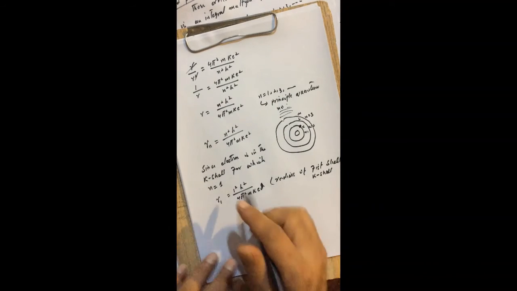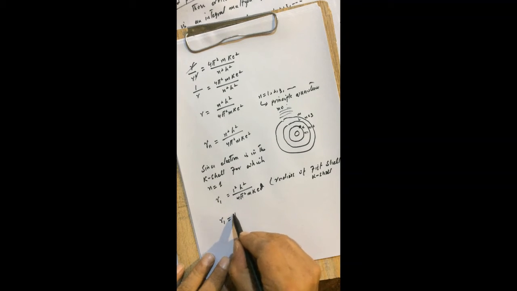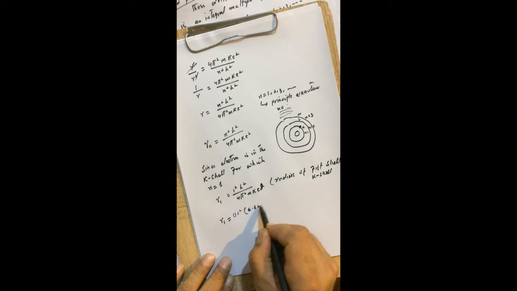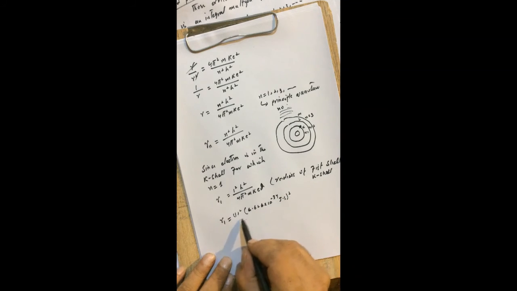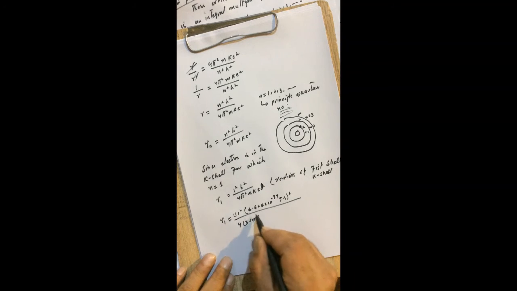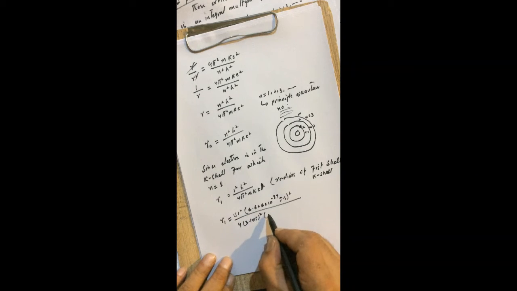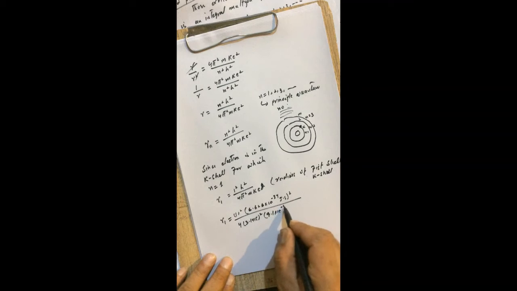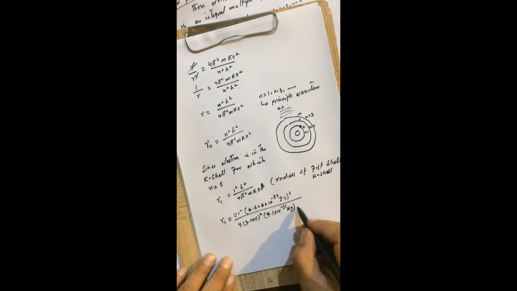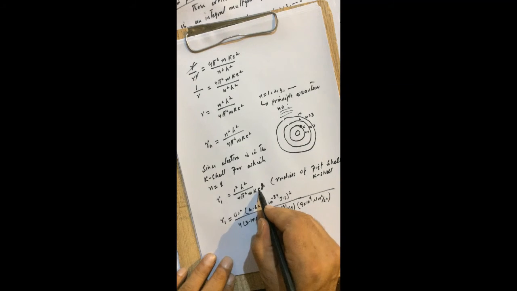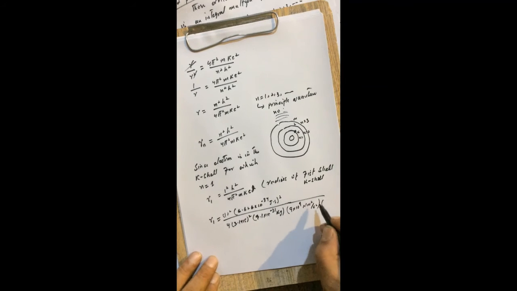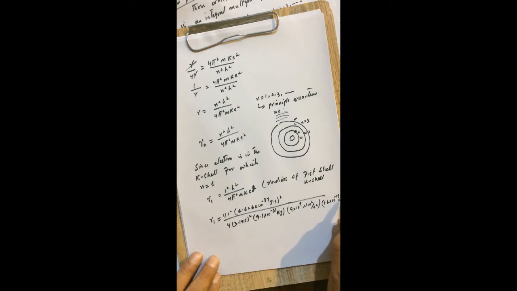Now if I put the values of all those constants here, then R1 will be equal to 1 square, and we have Planck constant, which is 6.626 into 10 raised to the power minus 34 joule second square. In the denominator we have 4, and the value of pi is 3.1415, and we have a square here. The mass of the electron is 9.1 into 10 raised to the power minus 31 kilogram. The value of k, the Coulomb constant, is 9 into 10 raised to the power 9 Newton meter square per Coulomb square. And we have the charge of the electron e, whose value is 1.6 into 10 raised to the power minus 19 Coulomb, and we have square here.